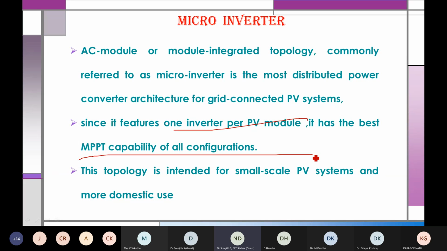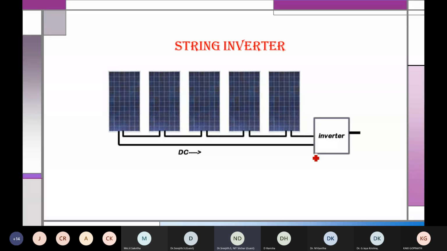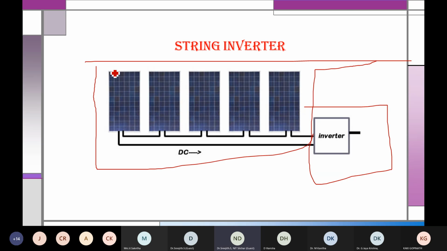Okay. Now, let's go for a string inverter. Here, in this example, 5 panels are connected together and one inverter for this entire string. So this is called a string. Okay, so for one string, one inverter. In this string, you have 5 panels connected together. So only one inverter is needed for such kind of things.